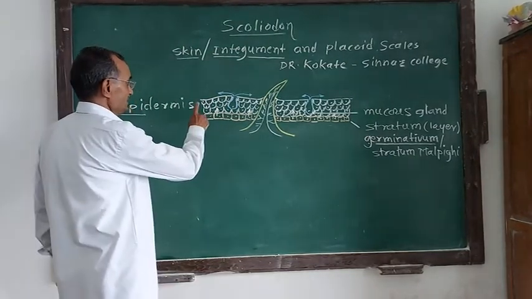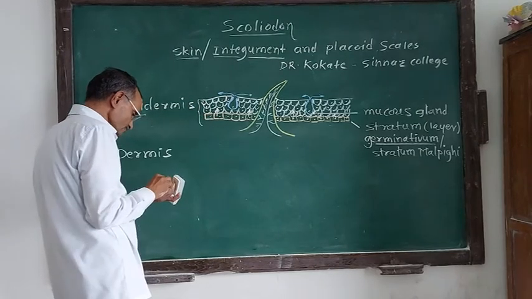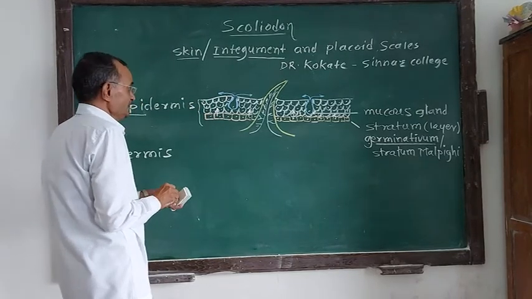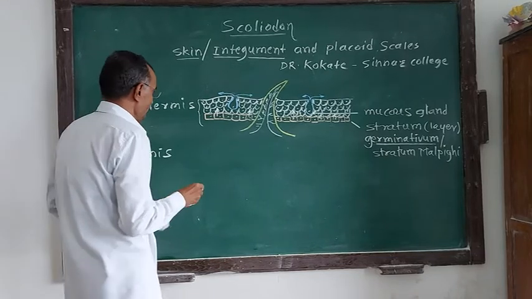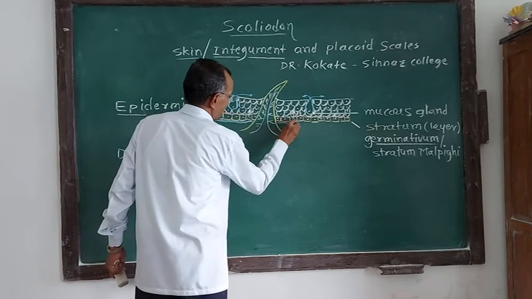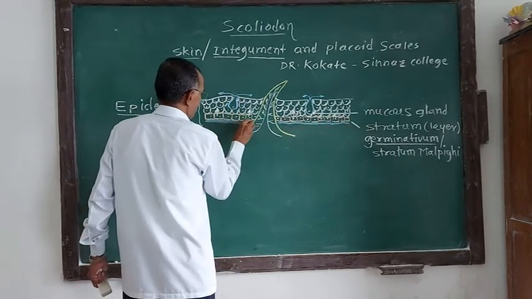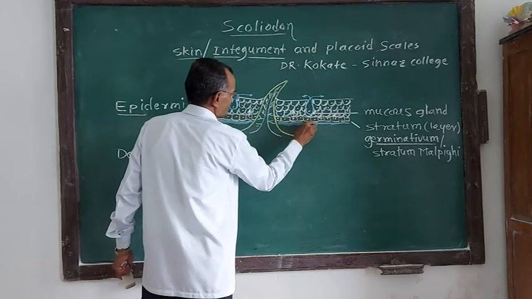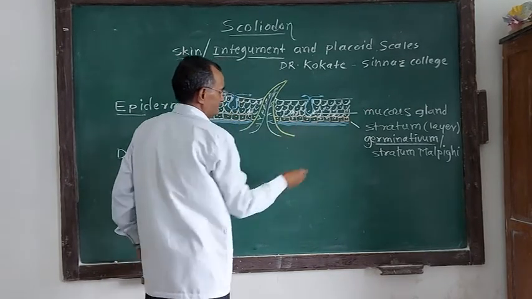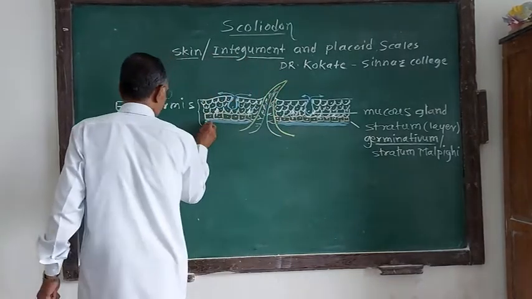So, this is the epidermis. Now, this epidermis rests on a basement membrane. It is a peculiar characteristic of the epidermis that it rests on such a type of membrane, and this membrane is called a basement membrane. Do you get my point? So this membrane is called the basement membrane.